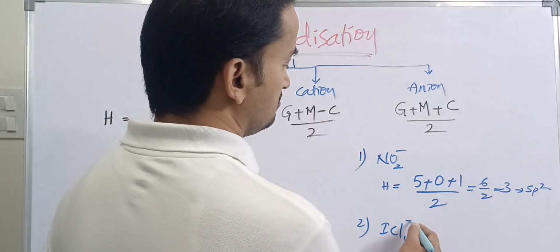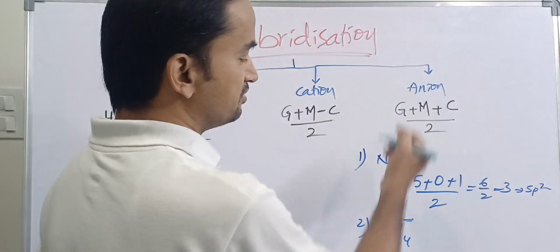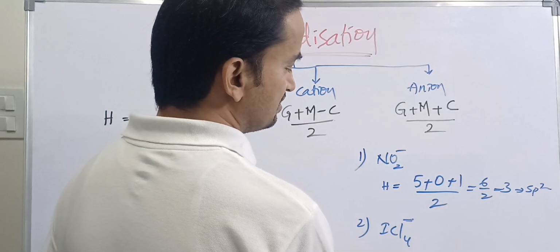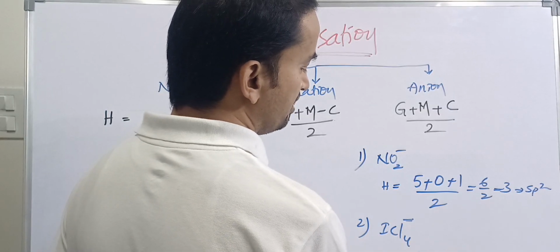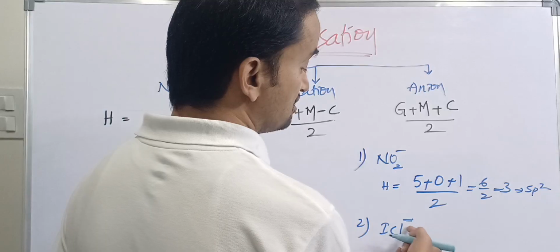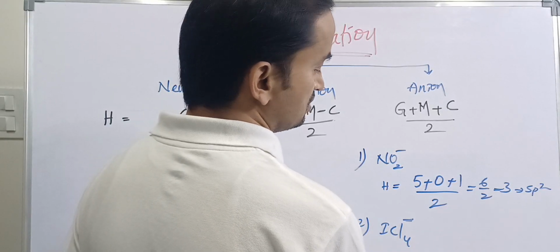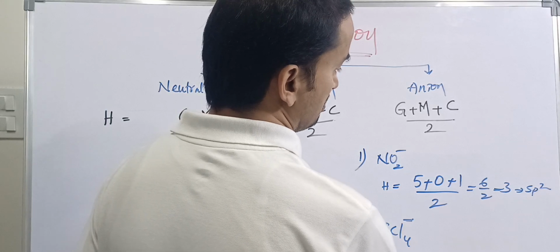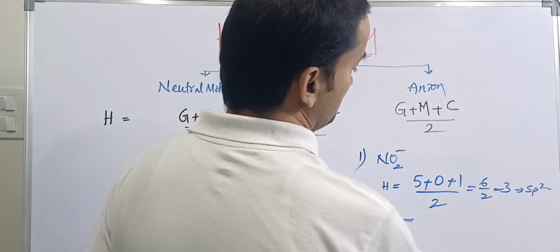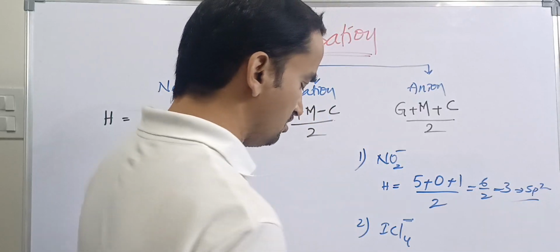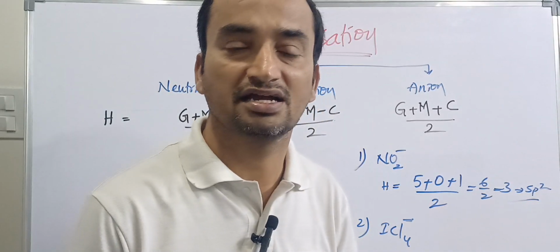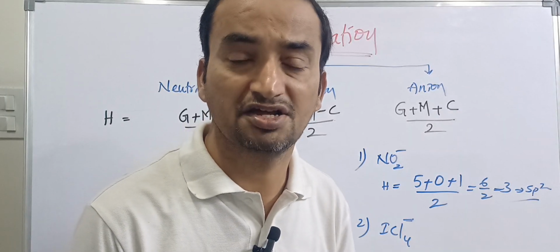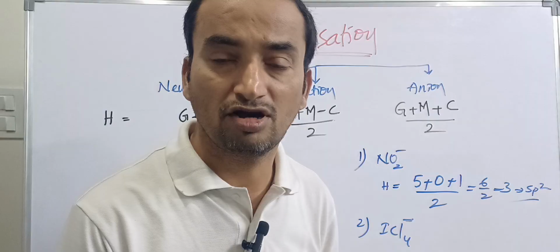Now we will take another example, ICl4 minus. These are also examples of anions. So like this, H equals, here again iodine is 7th group, plus the number of monovalent atoms, 4, plus the charge, that is 1 unit, divided by 2. So 7 plus 4, 11, plus 1, 12, divided by 2, that is 6. 6 means sp3d2. So like this we can solve the hybridization of the molecule within a few seconds. Okay. So this is a very important topic.